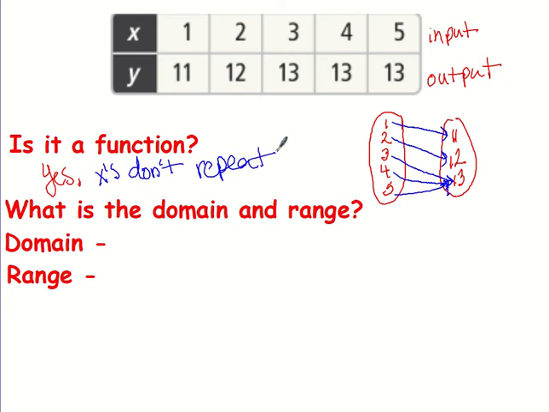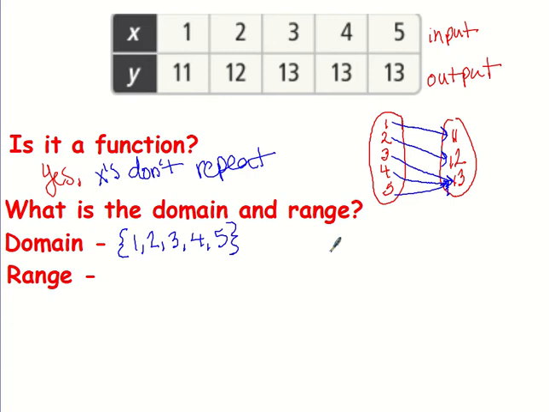Okay, so then they ask us to list the domain and the range. So remember, the domain is my x's. So what we do is just write the list. We have to draw these braces, and I know those are hard for people to draw. And then we would go 1, 2, 3, 4, 5, and then we would close them with the braces.